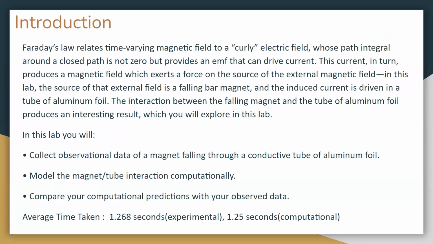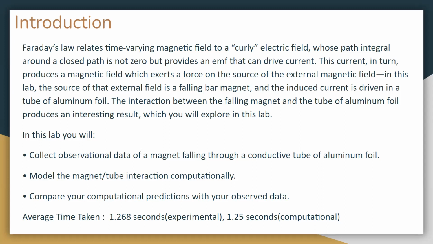Faraday's law relates a time-varying magnetic field to a curly electric field whose path integral around a closed path is not zero, but provides an EMF that can drive current. The interaction between the falling magnet and the tube of aluminum foil produces an interesting result, which I explored in this lab.